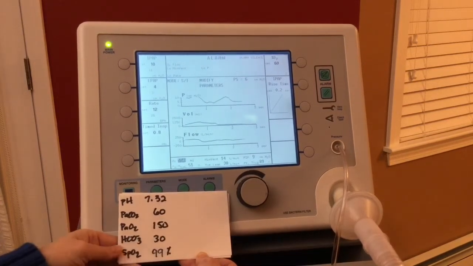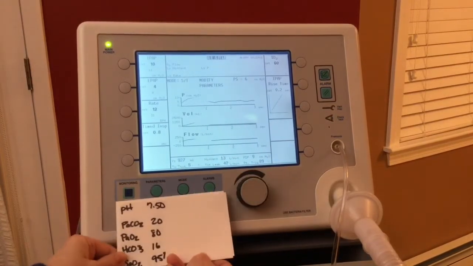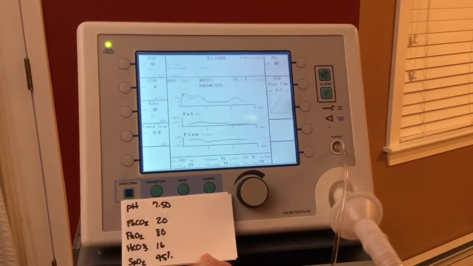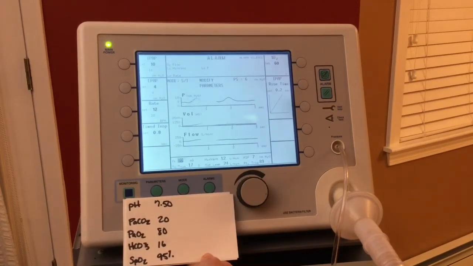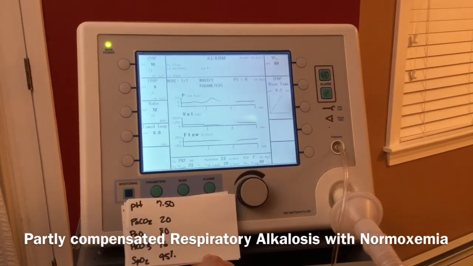Let's try another blood gas. Interpret the blood gas. Pause the video. If you interpret this blood gas as partially compensated respiratory alkalosis with normoxemia, you were correct.